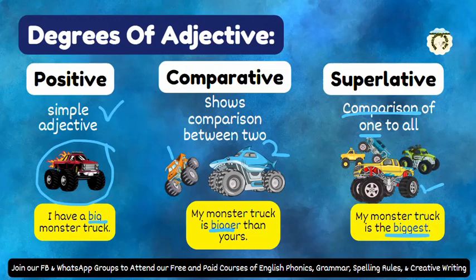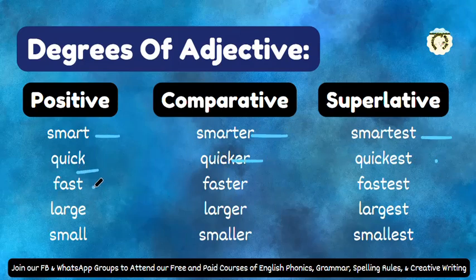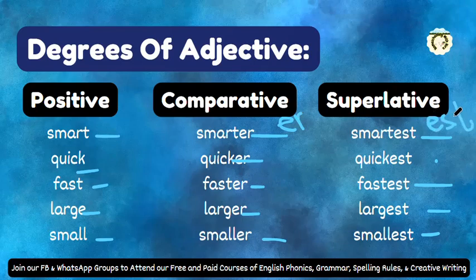ये डिग्रीज हमको बच्चों को सिखानी होती हैं, खुद भी हमें आनी चाहिए. And if you don't know how to make the different degrees of adjectives, now we'll see how to make different degrees of adjectives. Many adjectives follow the same pattern. For example, smart, smarter, smartest; quick, quicker, quickest; fast, faster, fastest; large, larger, largest; small, smaller, smallest. In these different adjectives, we are adding er in the comparative form and est in the superlative form. These are the degrees of adjectives that we introduce to our little learners first because they are easier and simpler to use.